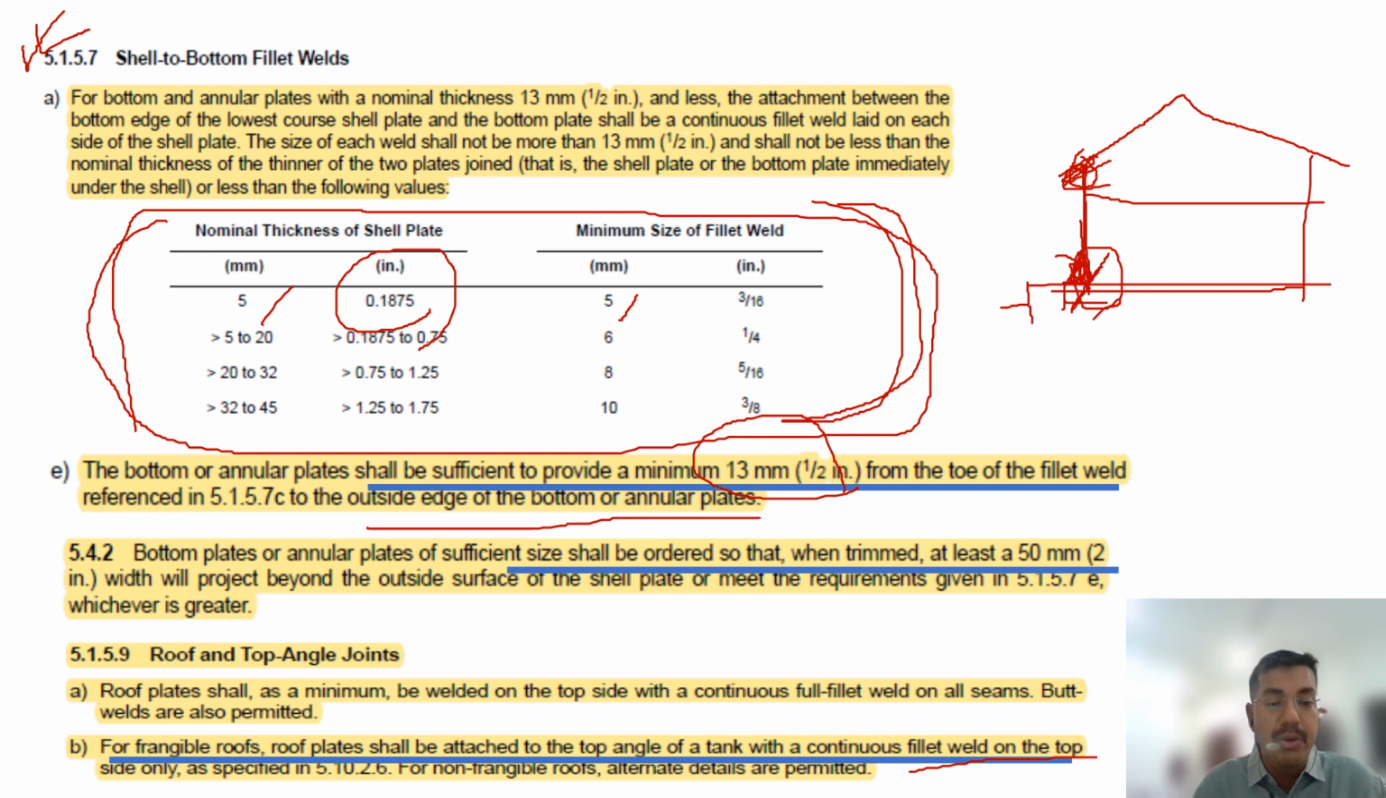It is called frangible roof. So those roofs are called frangible roofs. Frangible roofs have the fillet weld on one side, okay, one-sided fillet weld. Only one-sided fillet weld, not double-sided fillet weld.